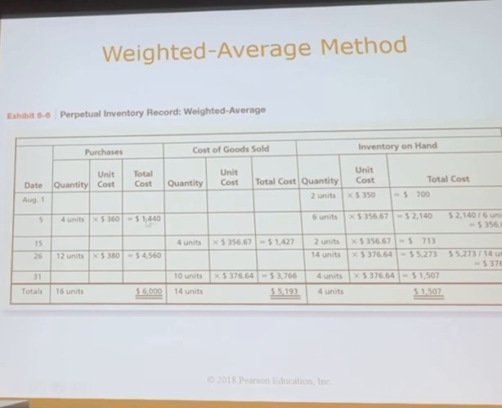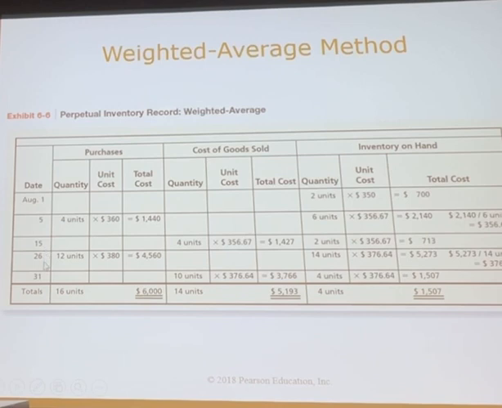Then when we make a sale on August 15th, we use that weighted average cost that we just computed. So we use it for the cost of goods sold to figure out the total cost of those 4 units that we sold, but we also use it for the inventory on hand. The 2 units that are still in inventory times that weighted average cost that we just computed.